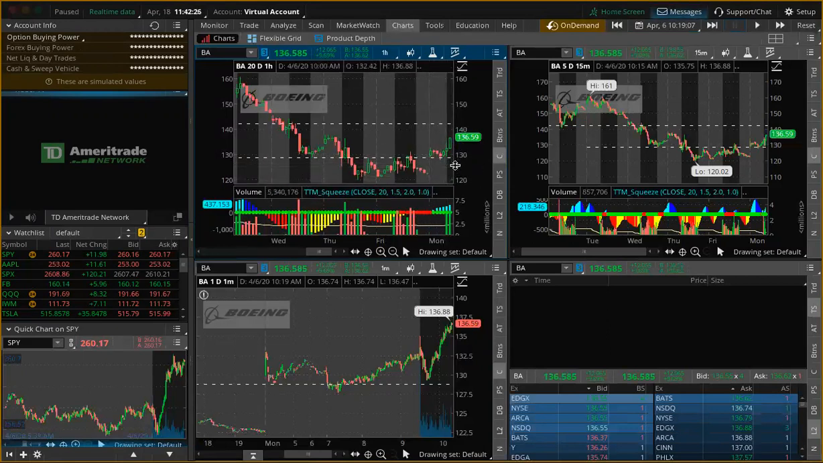But I waited for the break, the open, and I saw that we opened above this level, and the green dots here and the light blue histogram bars are releasing to the upside momentum, which tells me that the stock is heading higher. So how would you play this? How would I play this, right?